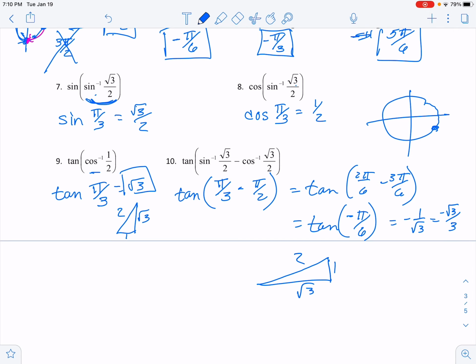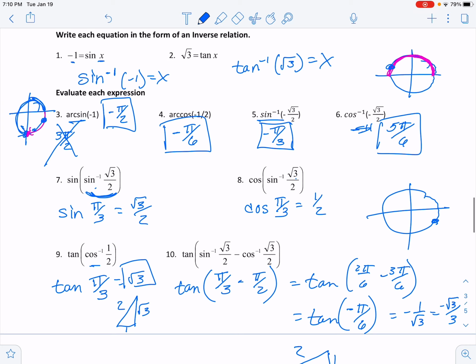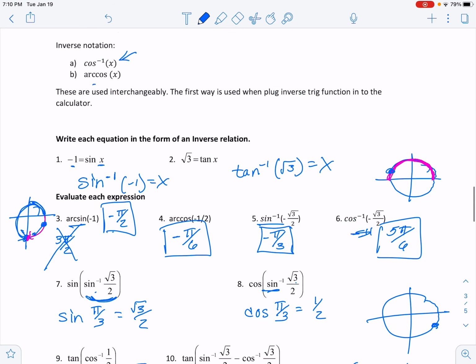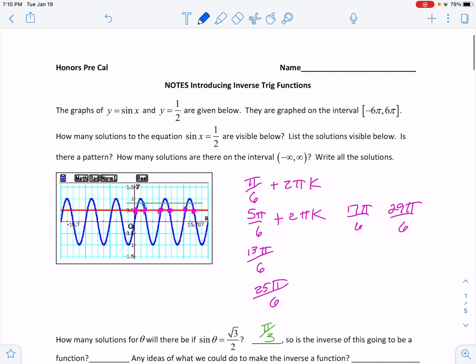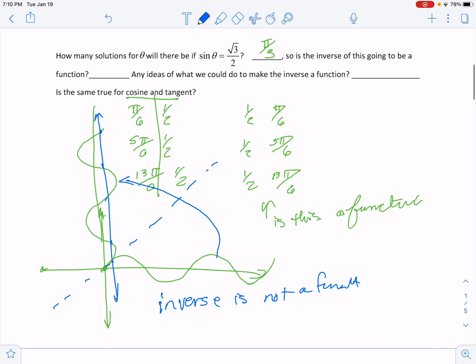Okay? See how fast I did all those? You have to know your unit circle going forwards and backwards. The fact that it's an inverse function, there's only one answer. It's not like the problems at the beginning where it crossed the graph several times, because we just restricted this graph to go from here to here. There's only one answer. Okay?